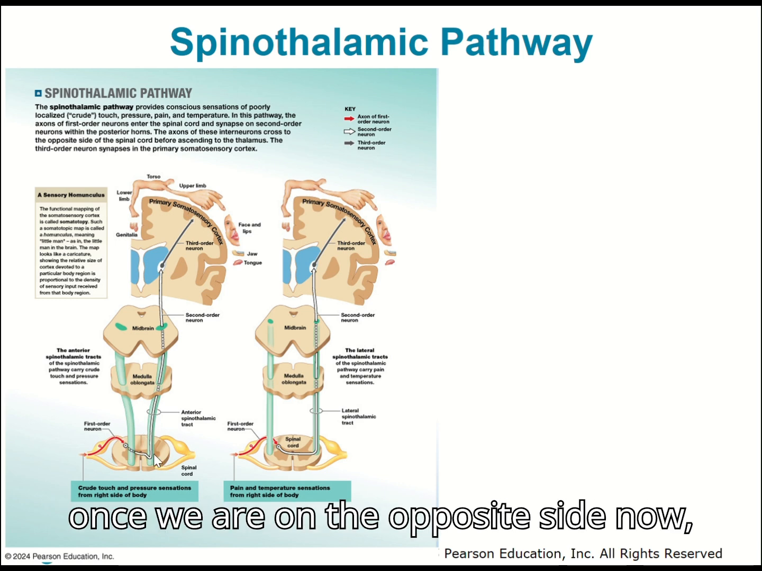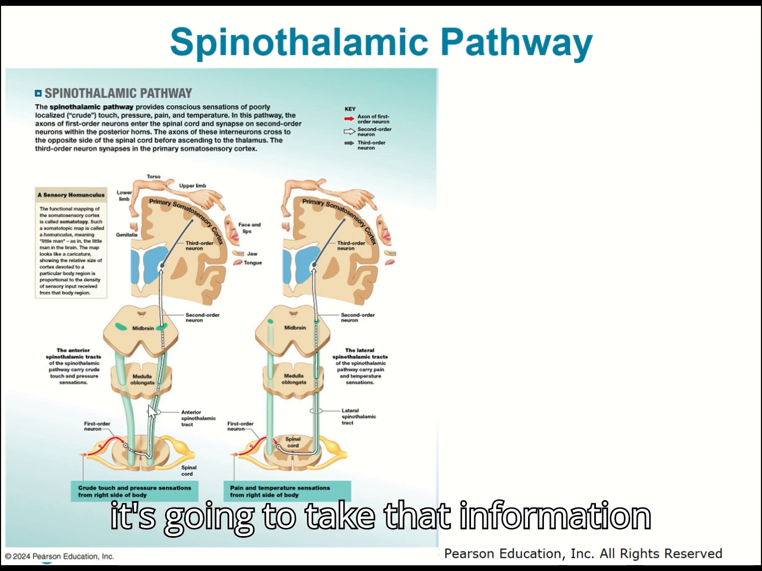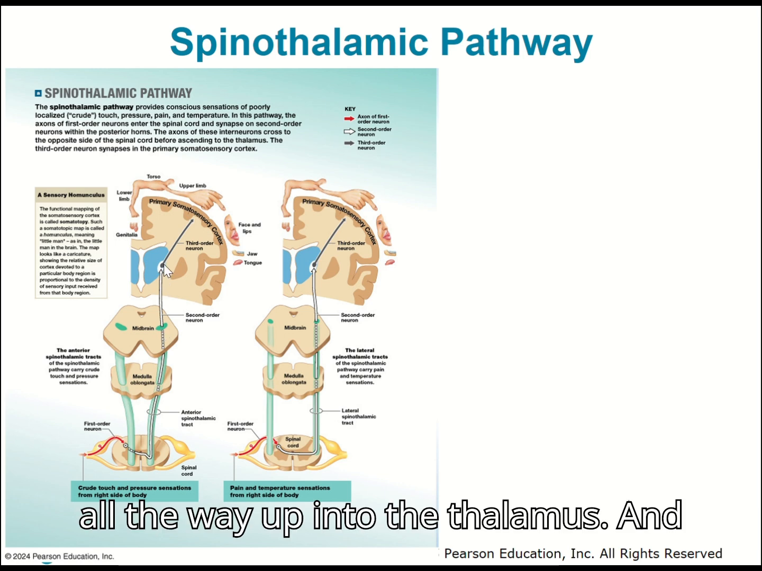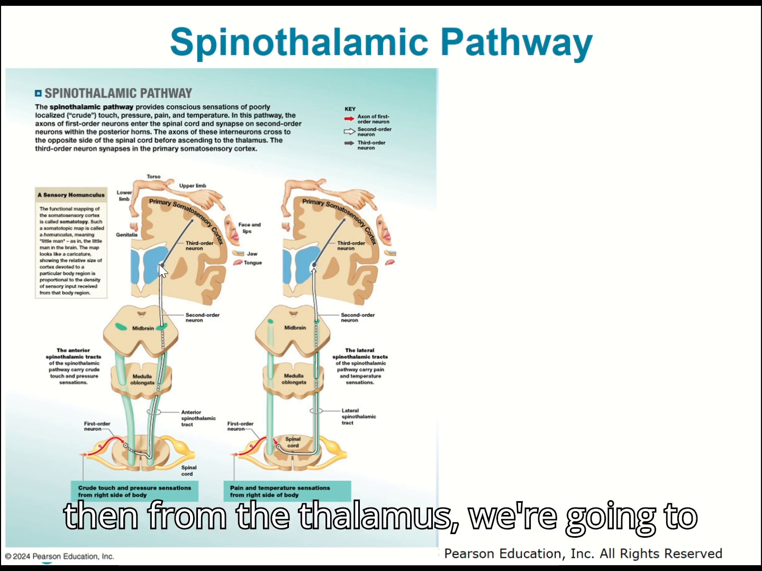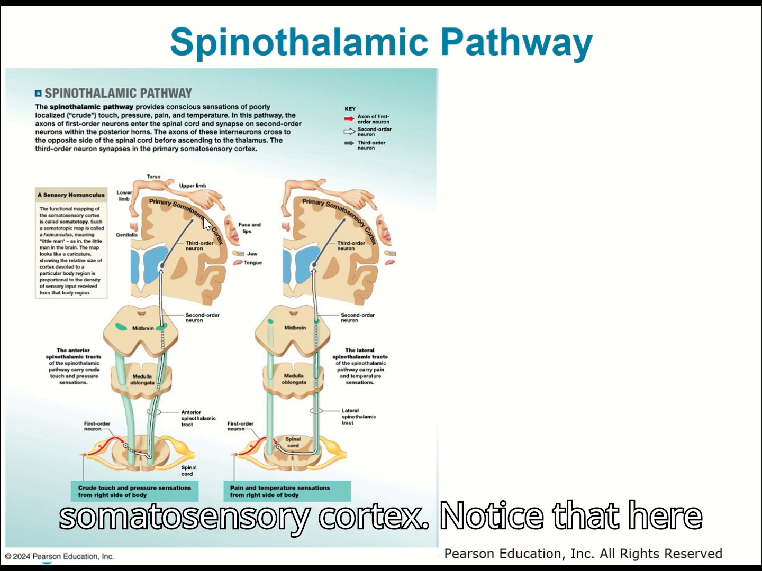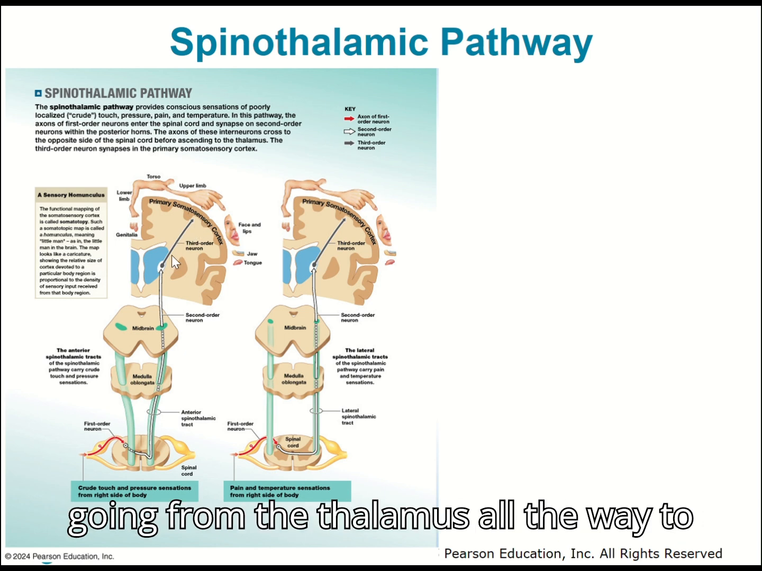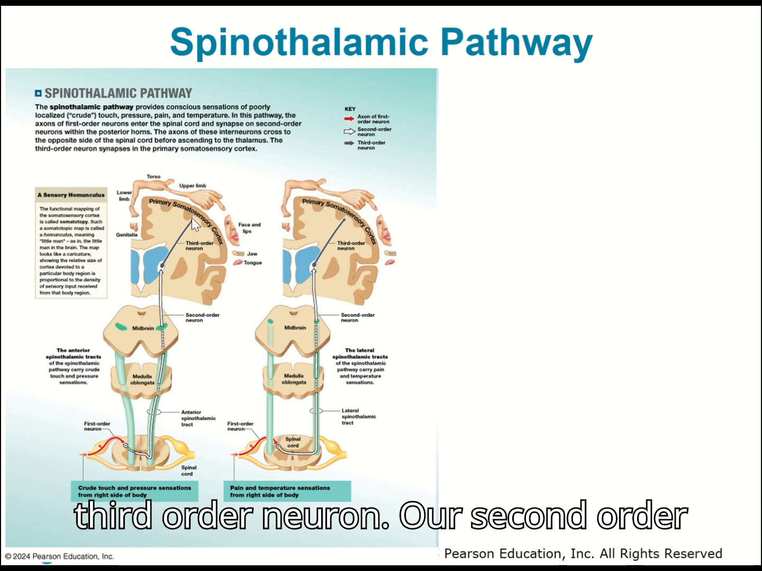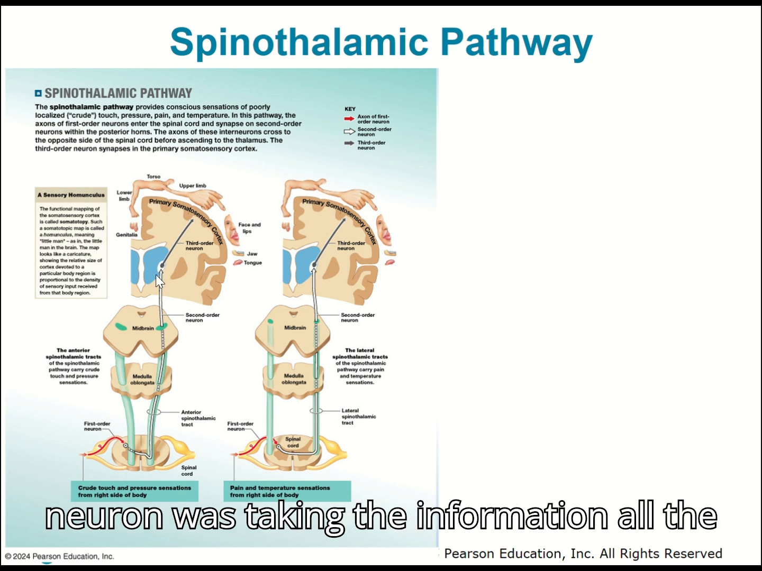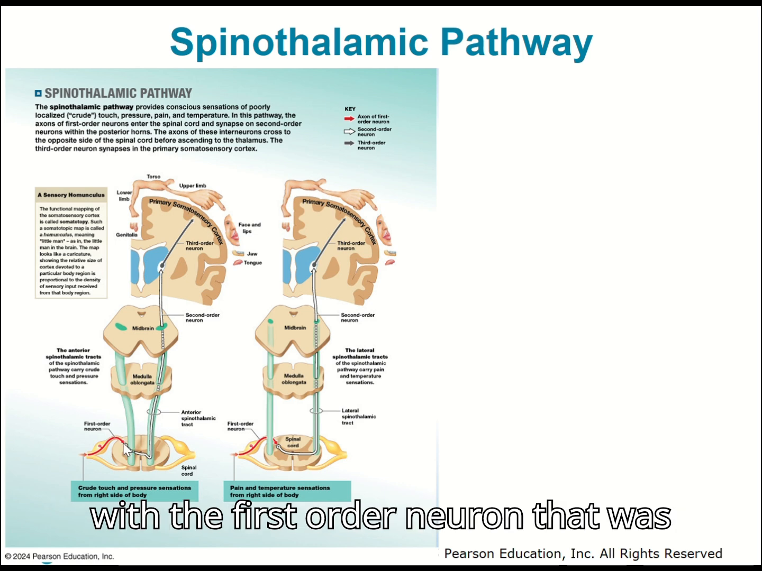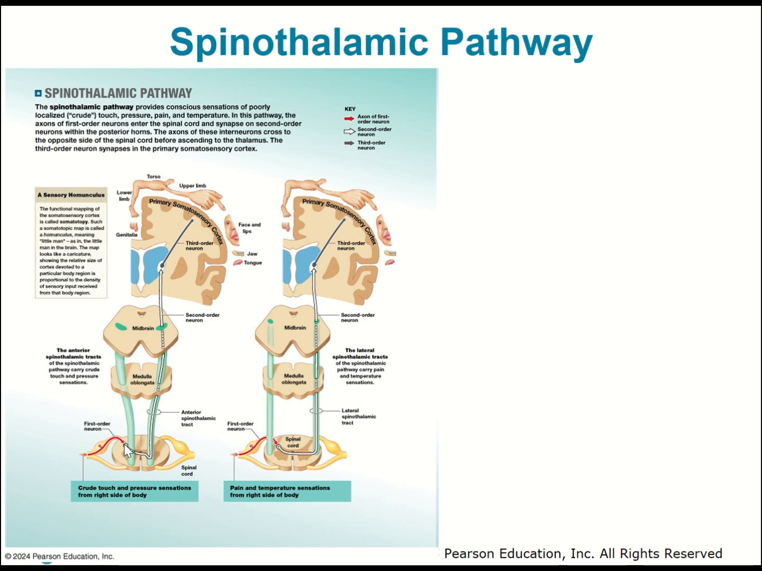So once we are on the opposite side now, it's going to take that information upward through the brainstem all the way up into the thalamus. And then from the thalamus, we're going to have that information going to the somatosensory cortex. Notice that here, going from the thalamus all the way to the somatosensory cortex, that's our third order neuron. Our second order neuron was taking the information all the way up the spinal cord, and it synapsed with the first order neuron that was going to take the information in from the opposite side.